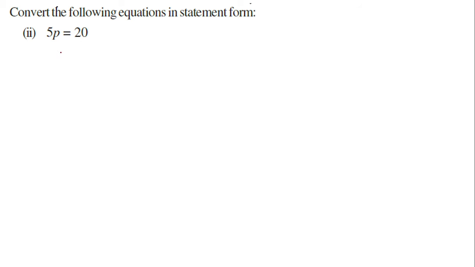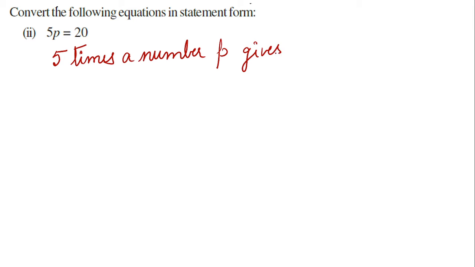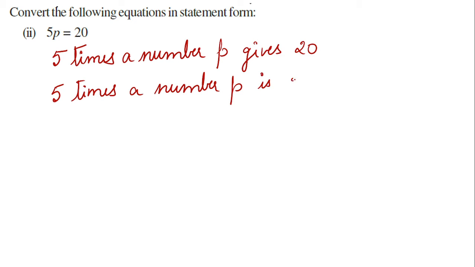5p is equal to 20. So you can write this as 5 times a number p gives 20. Or 5 times a number p is 20. So both the statements are right. You can write either one of it.